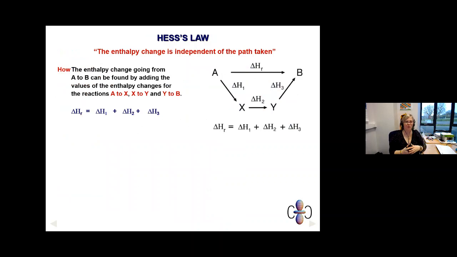Now, Hess's law states that it doesn't matter how you get from A to B, you can do it with a halfway house in between, or you can do it in one fell swoop directly. Hess's law states that it doesn't matter what path you take, the enthalpy change to get there will be the same. So the enthalpy change is independent of the route or path taken.